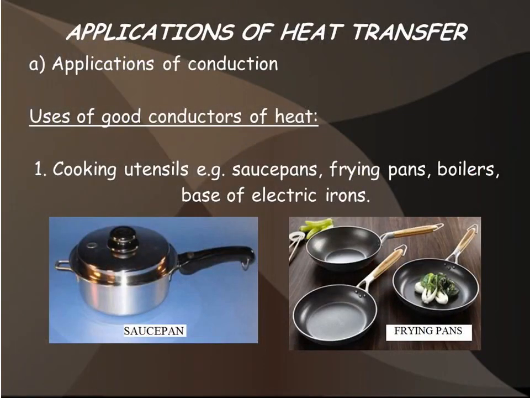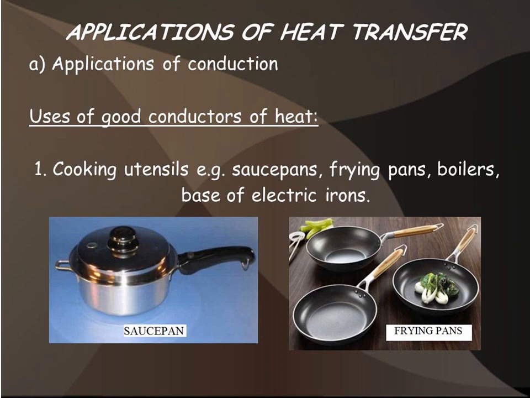Students, here are some practical applications of conduction. Pans used for cooking are usually made of metals, isn't it? Such as steel, copper or aluminium, which are good conductors, while their handles are made of plastic. Plastic is an insulator. Next, clothes made of fur trap air inside them, and this trapped air then acts as an insulator. It prevents heat from escaping, keeping the body warm.